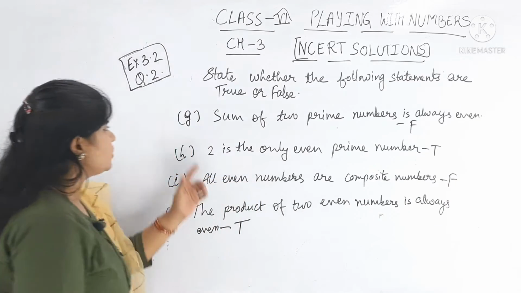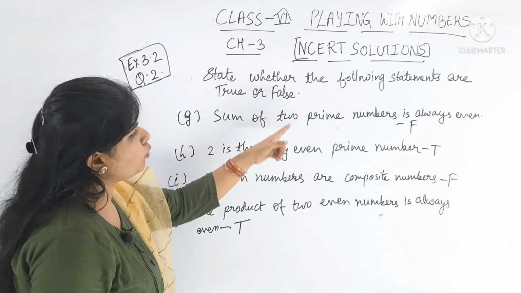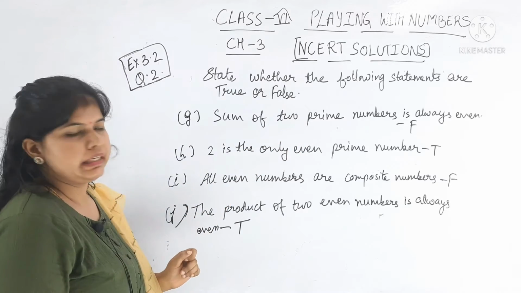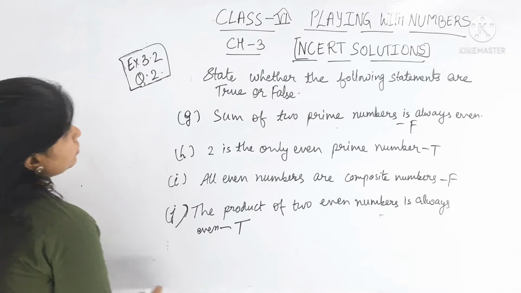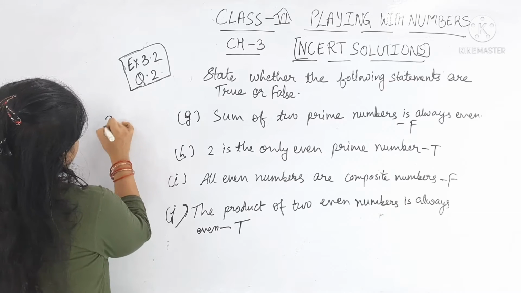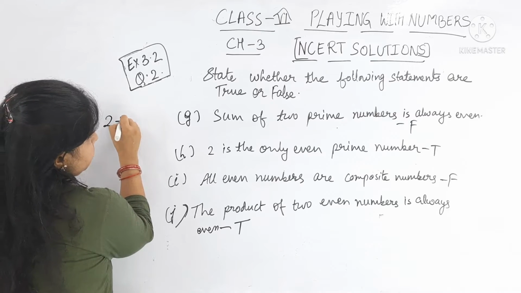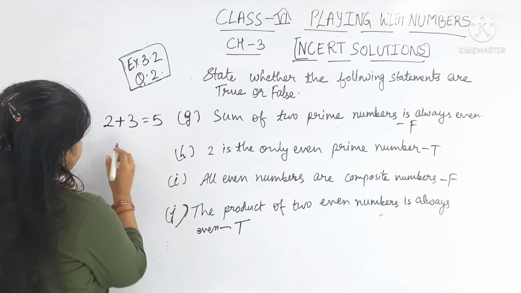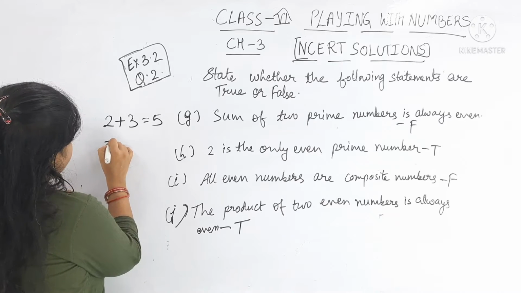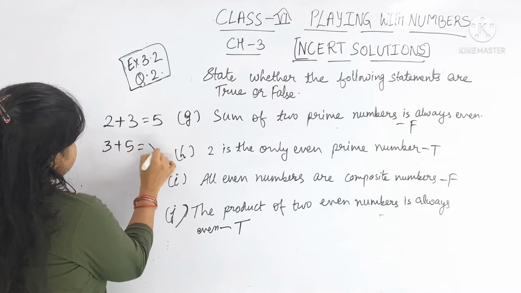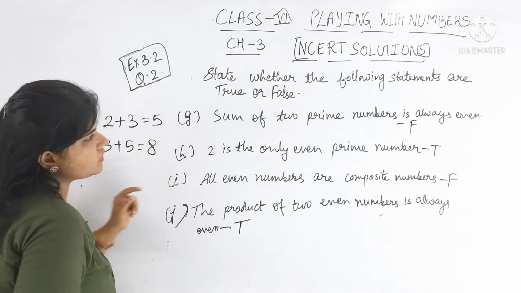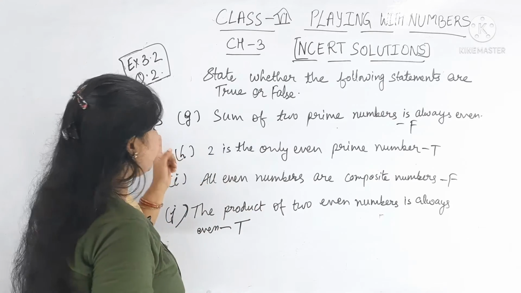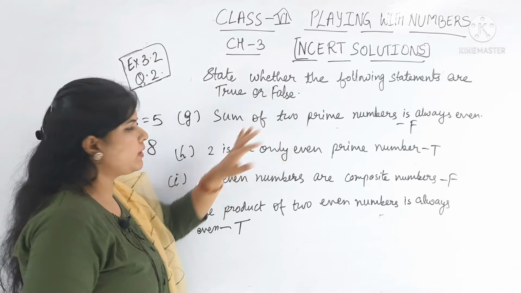Okay students, come to the G part here. The sum of two prime numbers is always even. Okay, if I write 2 plus 3, I am getting 5, that is an odd number. If it is 3 plus 5, I am getting an even number. So it is not always even, it may be odd, it may be even. So this statement is false.